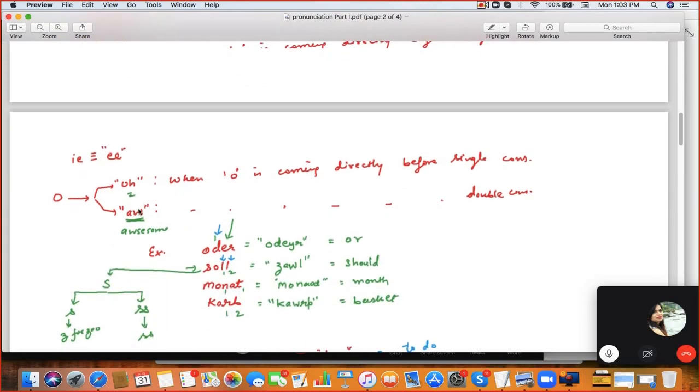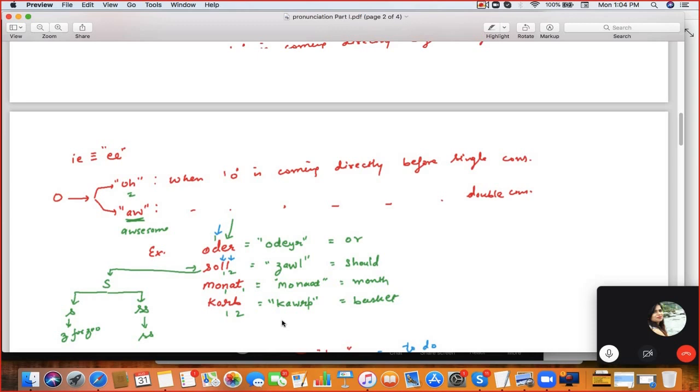Next which we have is O. O is having two sounds. Same story again. After O, if it is one consonant, then it is the long O sound. Otherwise, it's O for awesome. So speak the example. First one. Order. Zoll. Monat. Korb.